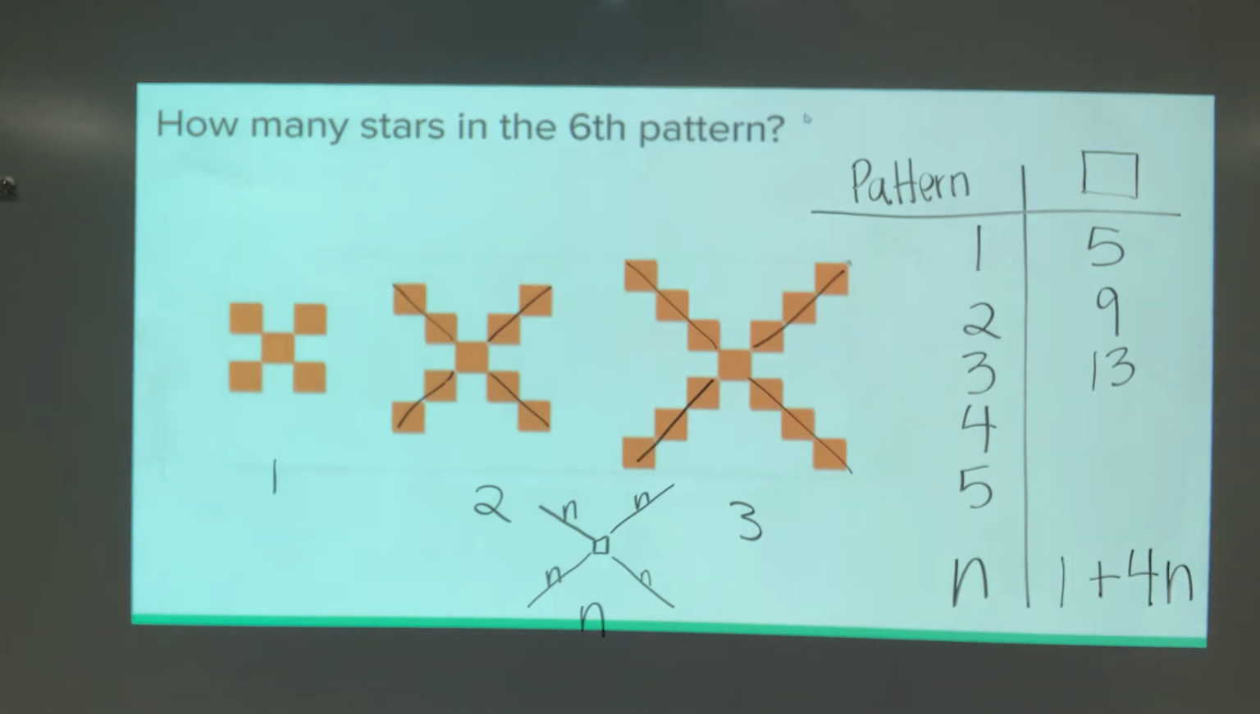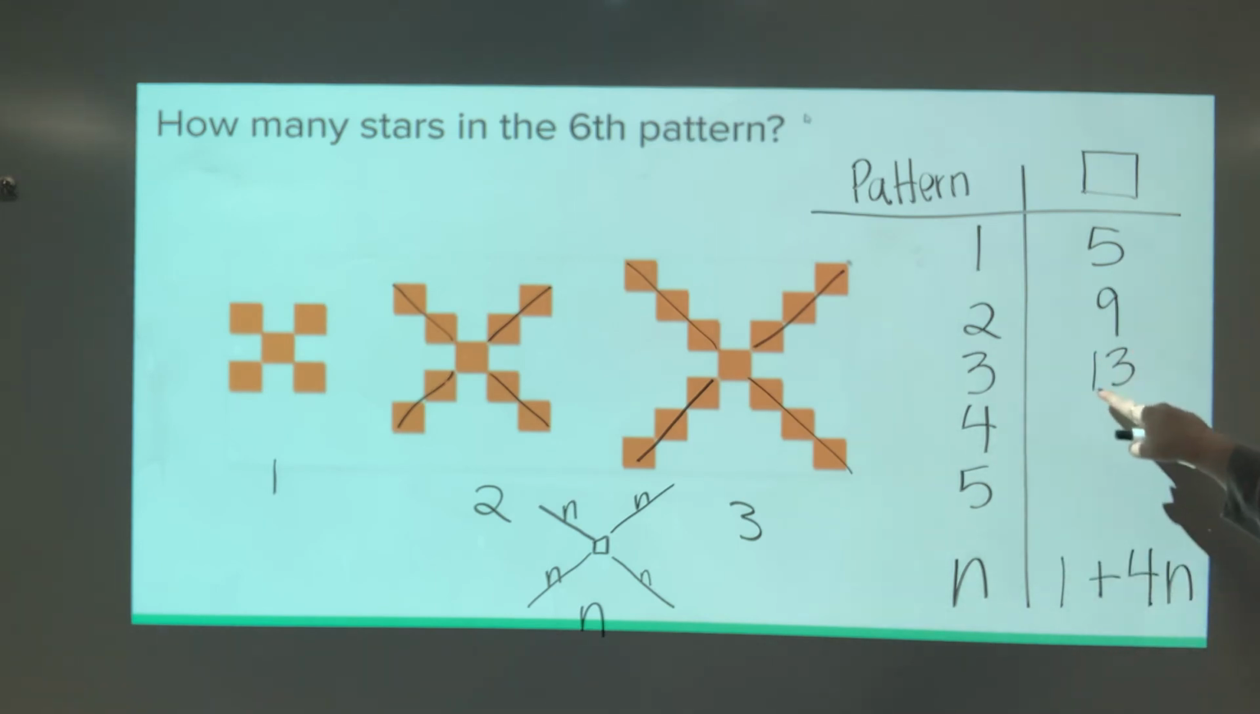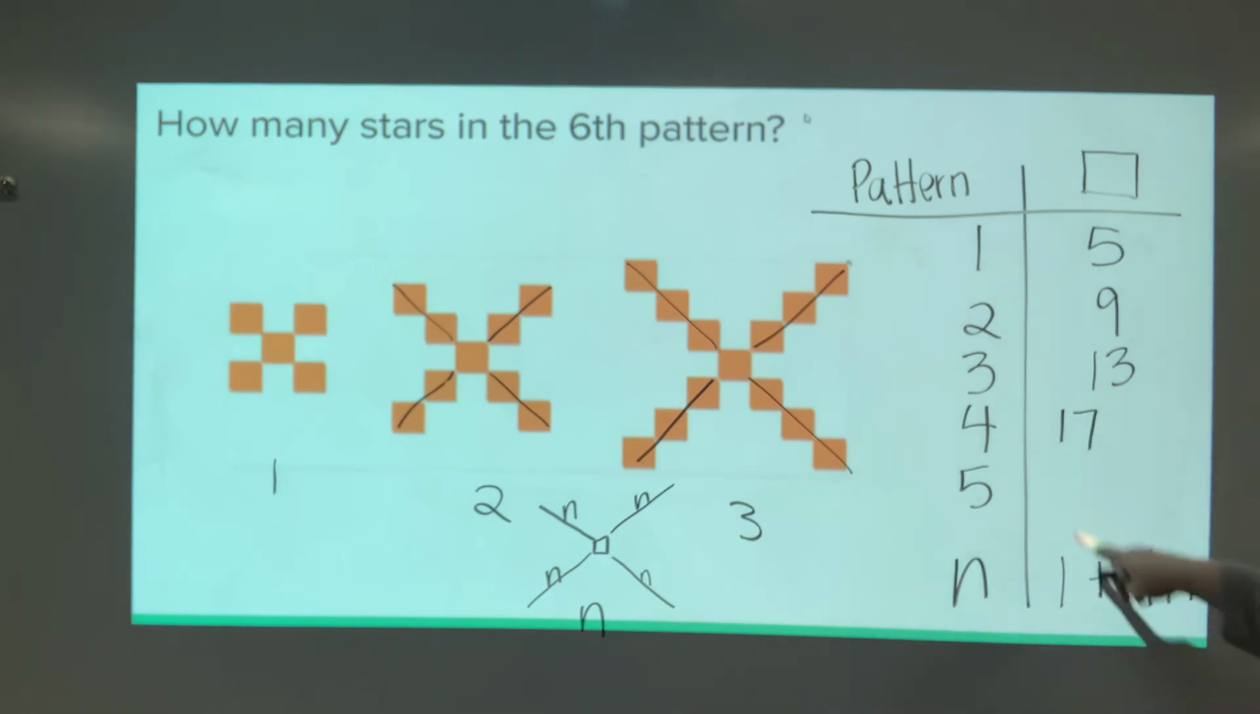Can we make sure then check to see if that works? So if I was in the fourth pattern, I could think about it as adding 4 more from here. So that should give me 17. Or if I used the expression, let's plug n equals 4 into my expression here. Okay, that would be 4 times 4, which would be 16, plus 1, which would give me 17. That checks out, that looks good.